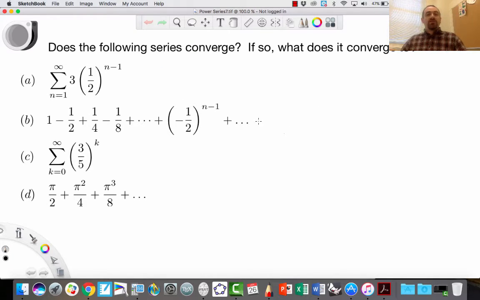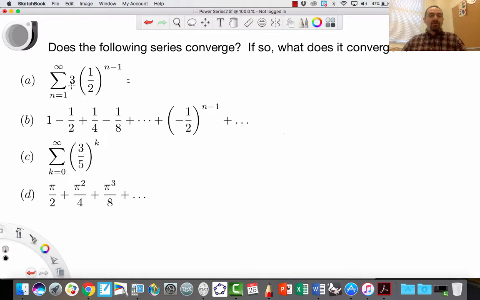So for each of these, do the following series converge? And if so, what do they converge to? Let's take a look at the first one. Well, I have 3 times 1 half to the n minus 1. Let's take a look at what this looks like. This is set up just like my previous formula, so it should be pretty straightforward to apply.